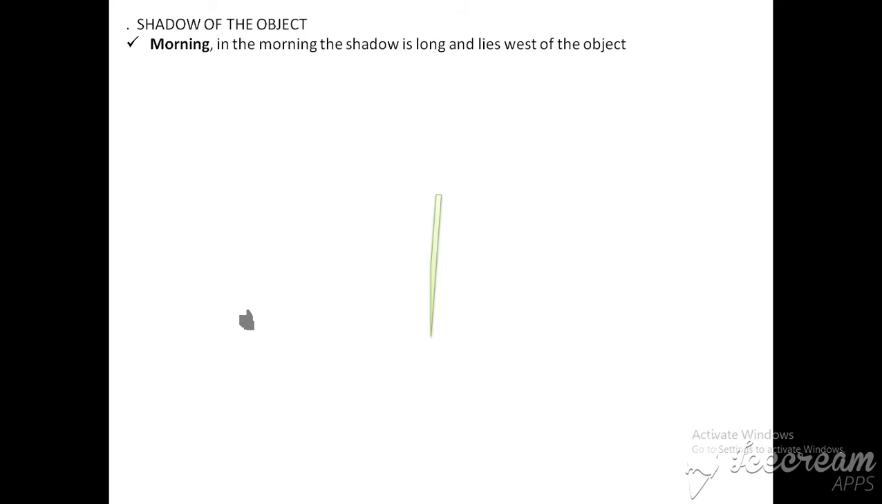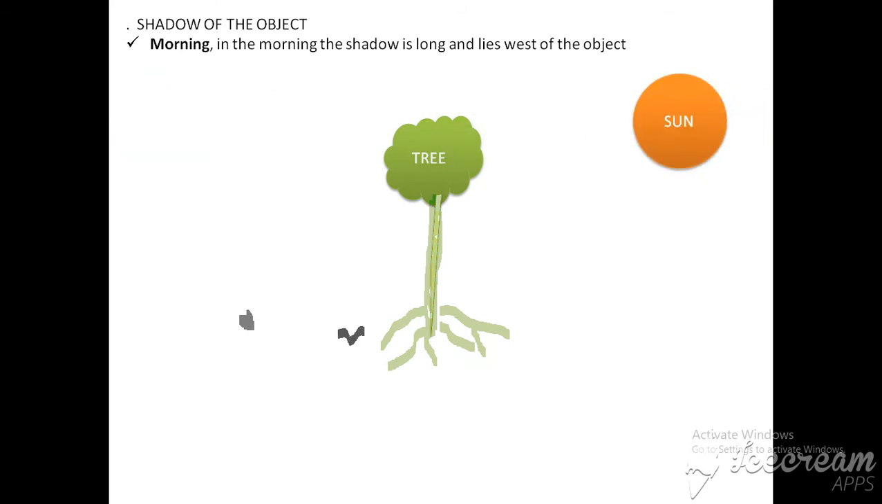Maybe if we draw our diagram here, we have the object there, which is the tree. Then we have the sun. Now the sun is in the east, so automatically the shadow will be in the west of the object. So that is the shadow there. If you see, the shadow is long. It is almost the same height as the tree, or even longer than the tree. So that is in the morning.